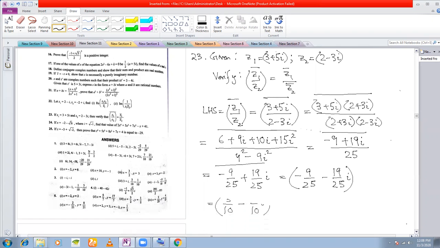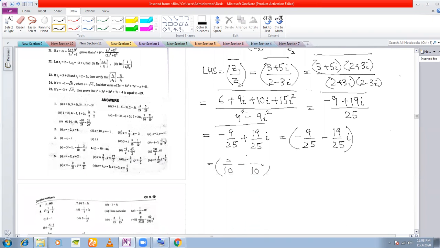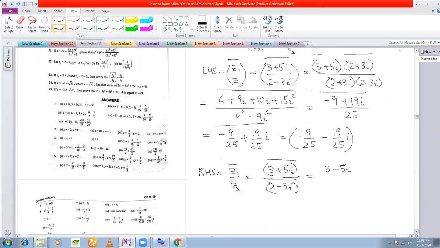What about the right hand side? Our right hand side is Z1 bar by Z2 bar. And what are those conjugates? 3 plus 5i, the conjugate of this, divided by 2 minus 3i, the conjugate of this. In the numerator, the conjugate is 3 minus 5i. And in the denominator, the conjugate is 2 plus 3i. Now we again write it in the form a plus ib.